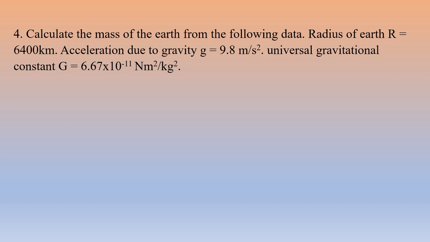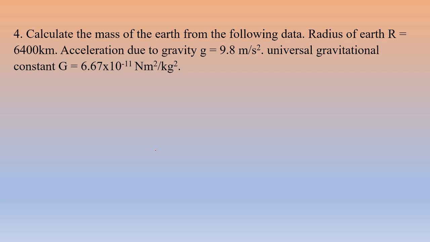Now the fourth one. Calculate the mass of the Earth from the following data. We are given radius of Earth R is equal to 6400 km. Acceleration due to gravity small g is equal to 9.8 meter per second square. Universal gravitational constant capital G is equal to 6.67 into 10 raised to negative 11 Newton meter square per kilogram square.